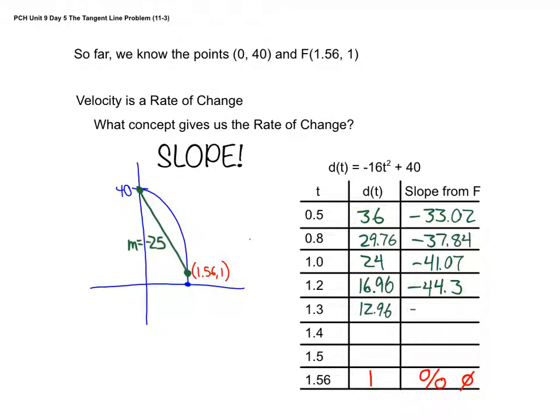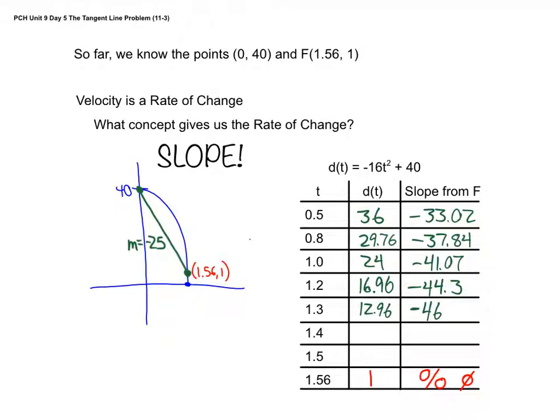Wait, what did you get? 12.96. I got 12.04. Me too. I'll double check. What'd you guys get? Well, I mean, he did just show it on the board, so. Yeah, but like, shut up. Was it right? Yeah. Okay. So what was the slope? Negative 46. Yeah.